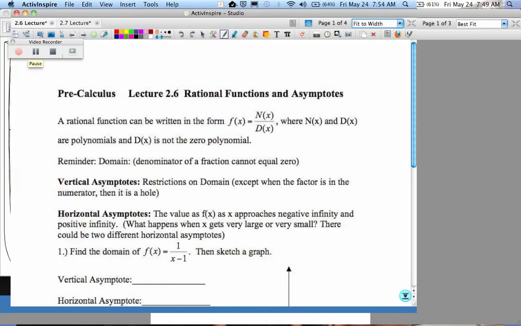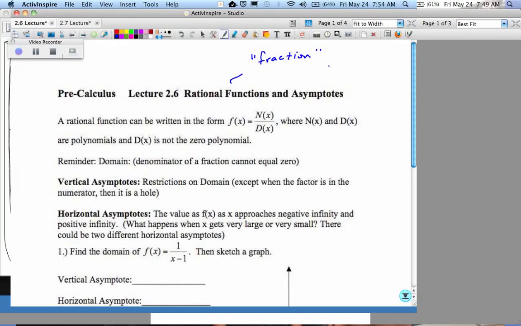So with 2.6 and 2.7, we're talking about rational functions. So we're talking about having something like a fraction. But what's happening is you actually have a polynomial on top and a polynomial on the bottom. So you have two equations, one on top, one on the bottom. So N of x and D of x for the function in the numerator, the function in the denominator.